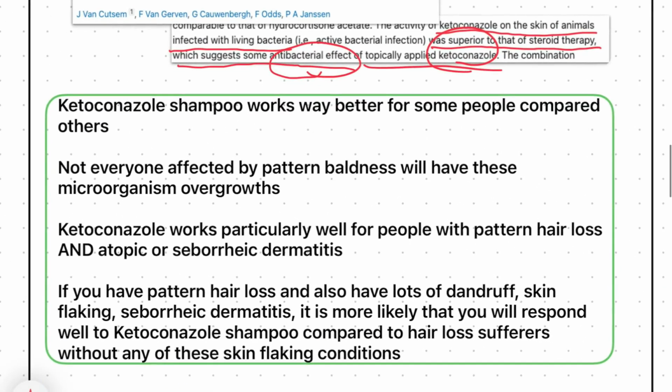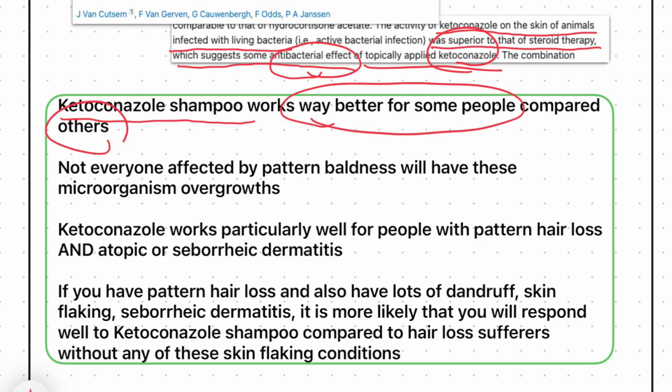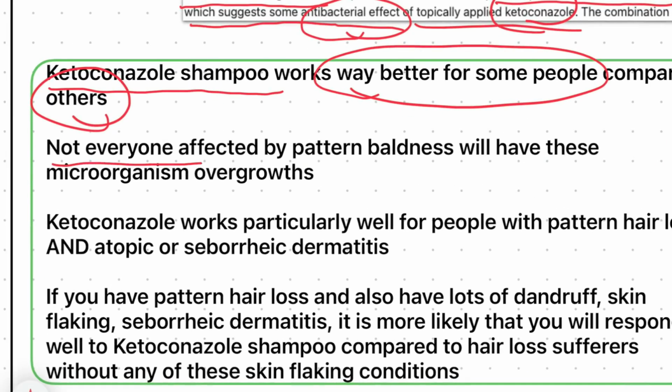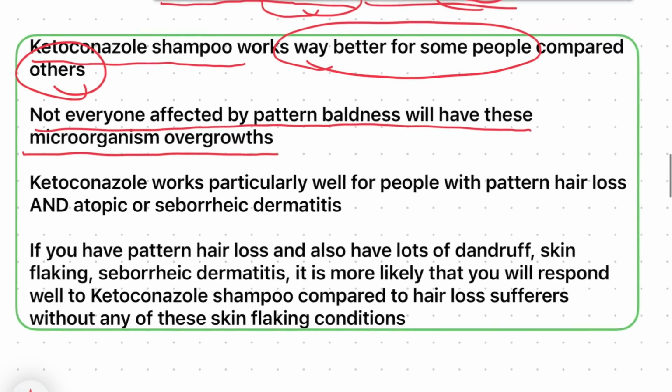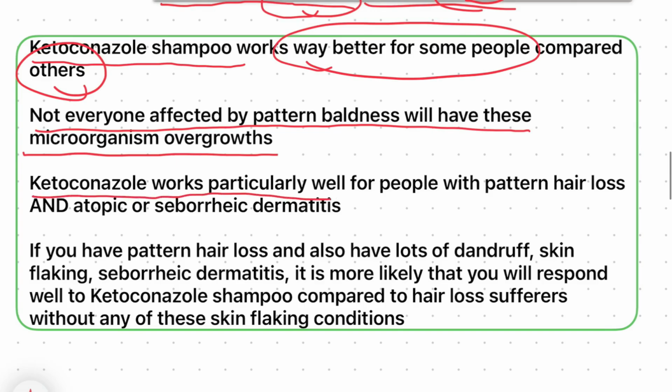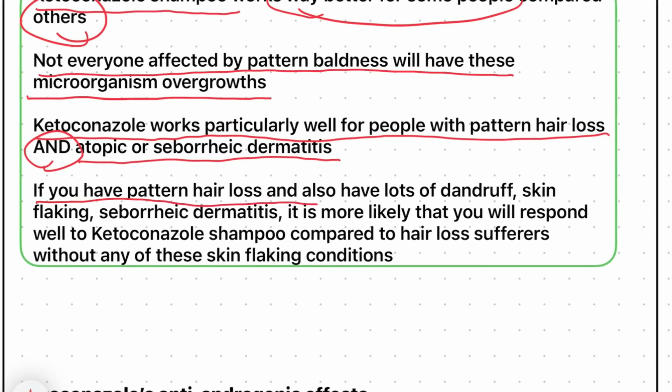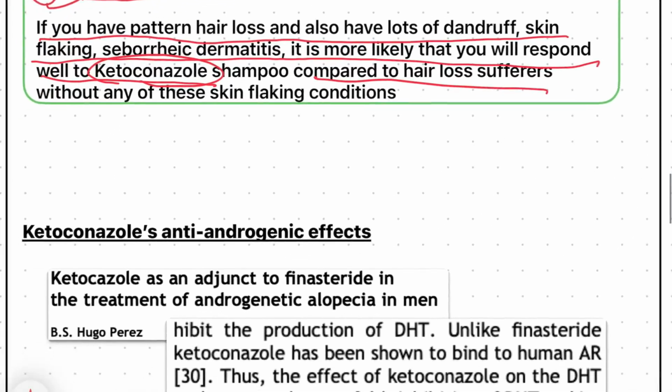So it goes without saying that ketoconazole shampoo works way better for some people compared to other people. And that's because not everyone affected by pattern baldness will have these microorganism overgrowths. And so ketoconazole tends to work better for people with pattern baldness and also atopic or seborrheic dermatitis. If you have pattern hair loss and also have lots of dandruff, skin flaking, seborrheic dermatitis, it is more likely that you will respond to ketoconazole favorably compared to hair loss sufferers without any of these skin flaking conditions.